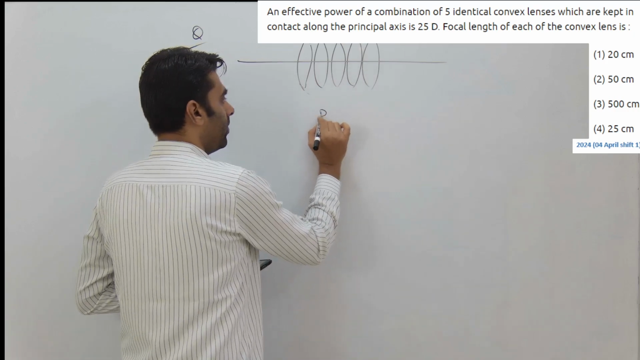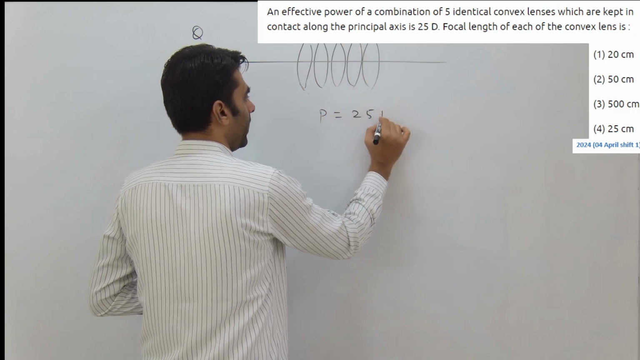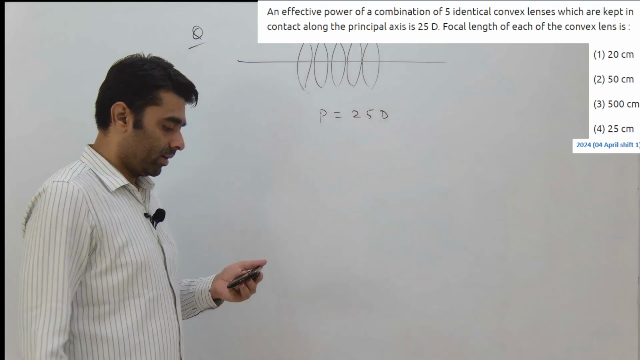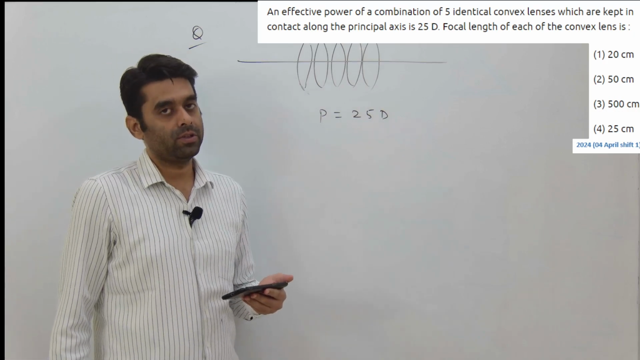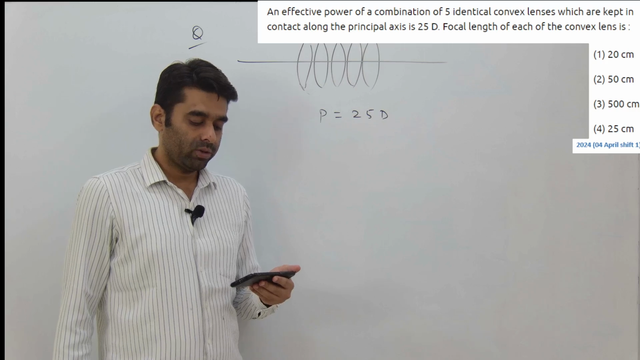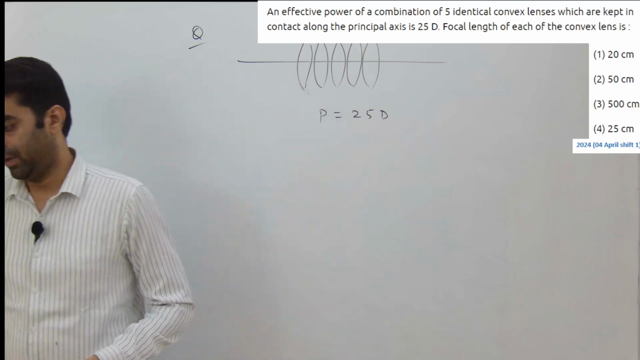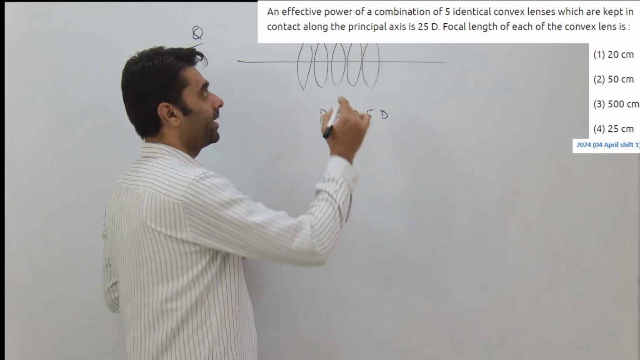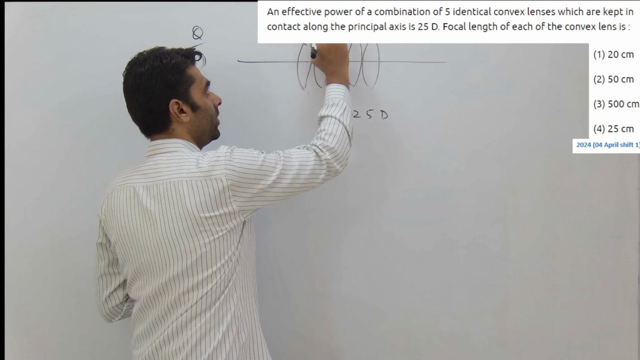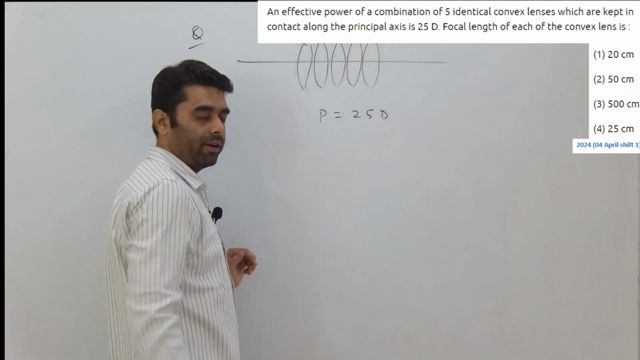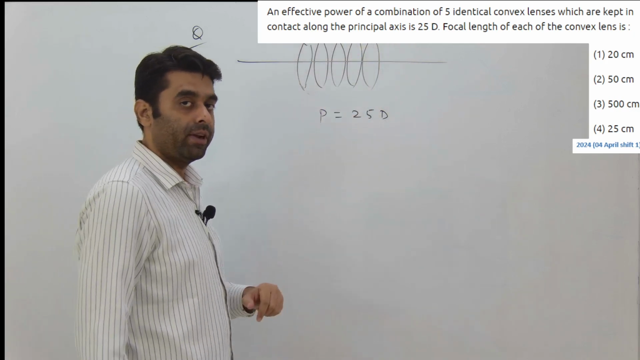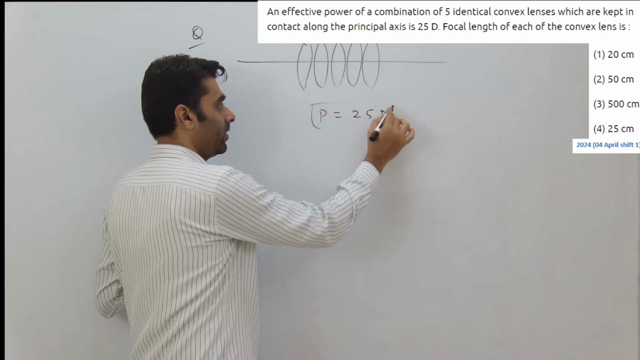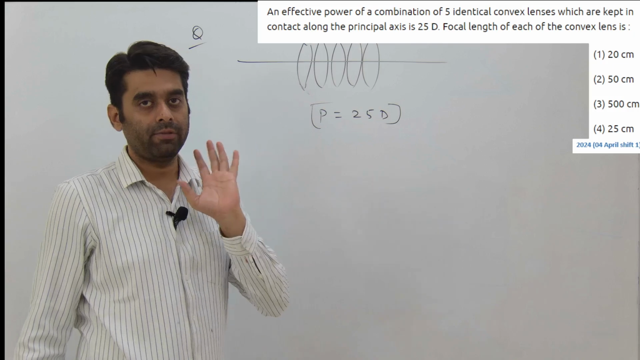The power of this is given to us as 25 diopter, right? The effective power of this is 25 diopter. The focal length of each of the convex lenses. Let us see. Because they are identical, obviously focal length will be the same, f. Each one will be having focal length f. What is our effective focal length? This is what is given to us. First of all, let us calculate effective focal length.